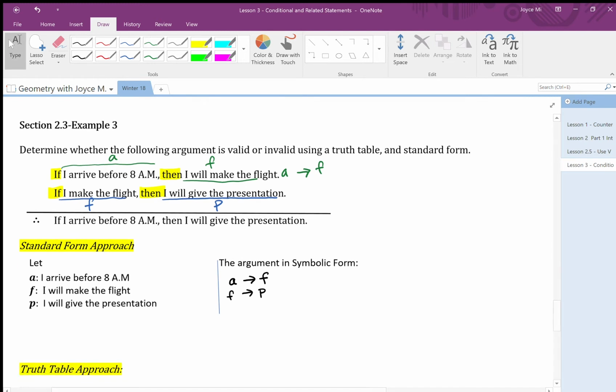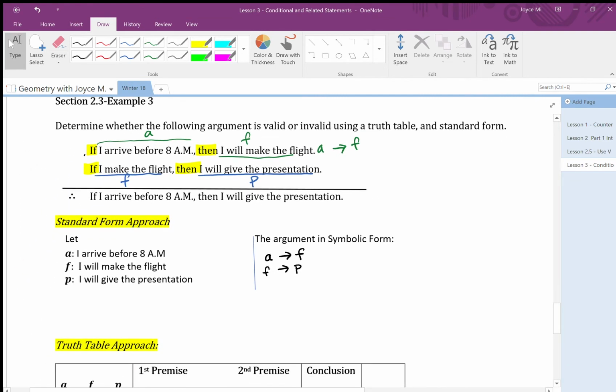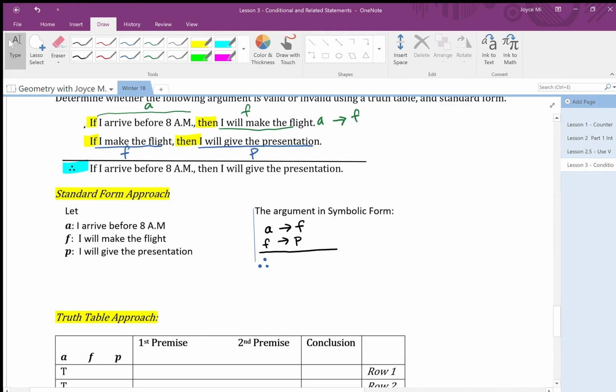Now, therefore, here, this is the beginning of the conclusion I'm going to make. So I'm going to draw a line here. Therefore, I'm making the conclusion. What kind of conclusion do I make? Let's see here.